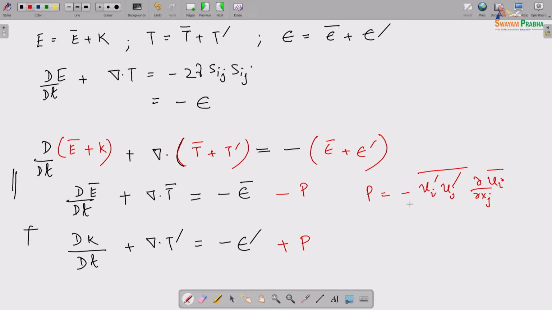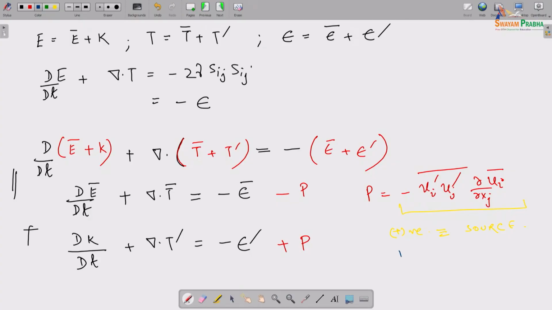Now this term, it turns out that this is mostly positive, right? And therefore this is considered to be a source of energy, and hence we call it production of turbulent kinetic energy, or simply production, right? So this is the production that we spoke about.